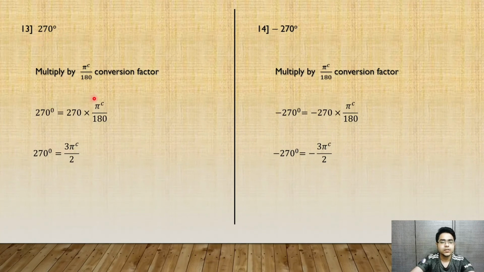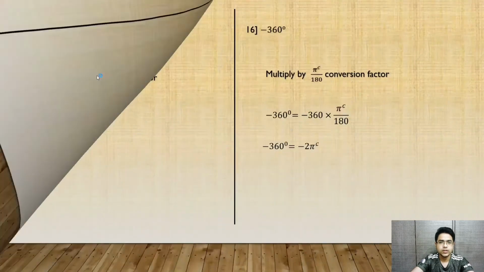For 270 degrees, the multiplying factor will be the same, pi by 180. 270 degrees will be equal to 270 into pi by 180, and we will get 270 degrees equal to 3 pi by 2. And our next sum, the 14th sum, negative 270 degrees, will be equal to negative 270 into pi by 180. Hence after cancelling 0 and 0, and 9 twos are 18, 9 threes are 27, we will get negative 270 degrees equal to negative 3 pi by 2 radian. Now turning to the next slide.